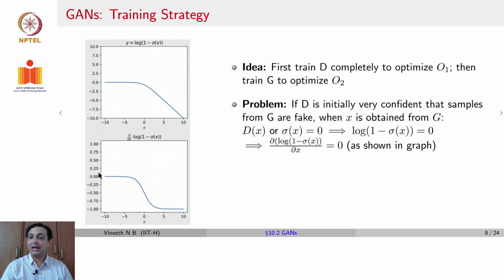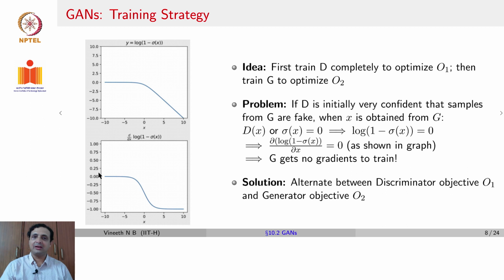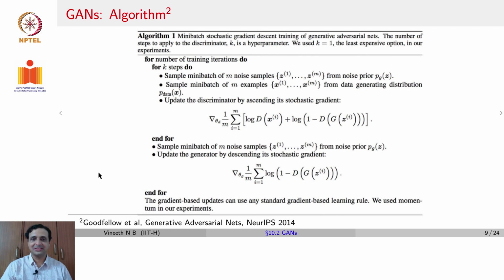So which means you will get a 0 gradient, which means G will not get any gradients to train and will never learn. So training the discriminator completely well in the beginning is not going to help us get a good generator, which is the main objective of a GAN. So what do we do? We want to alternate between training the discriminator and training the generator using objectives O1 and O2 respectively. Let's try to see how this is done in the algorithm for GANs.